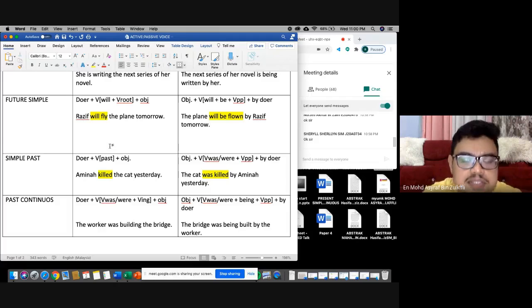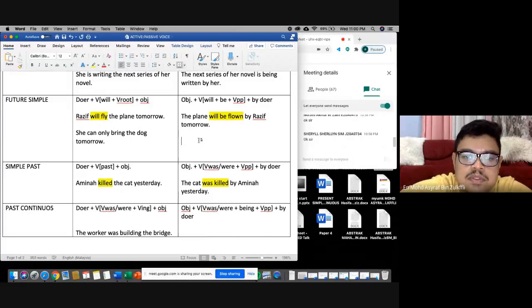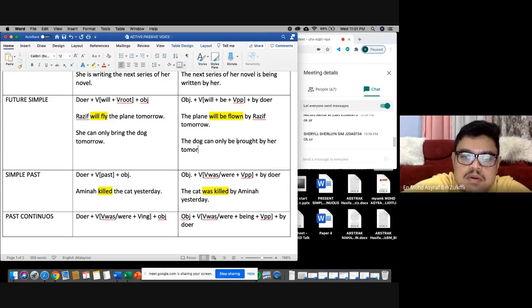It's the same thing if you want to use the formula with a modal verb, right? Modal verbs like could, may, right? So for example, she can only bring the dog tomorrow. Passive voice: the dog can only be, and can you just put it in the place of will. Can only be brought by her tomorrow. So the same thing. The past participle for bring is brought.